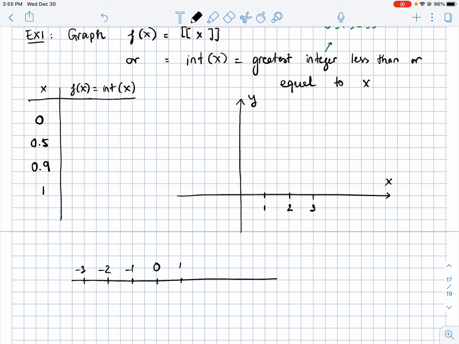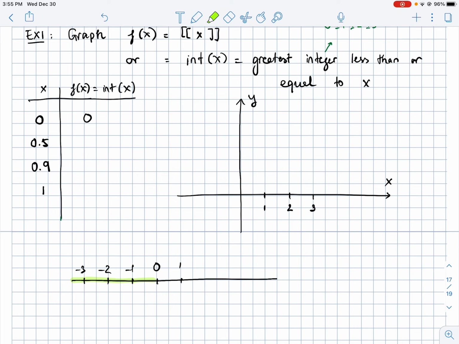So 0 is the integer. What are the integers that are less than or equal to 0? We are looking for the output, and the output is the greatest integer less than or equal to 0. So first of all, the integers less than 0 are -1, -2, -3, and equal to 0 includes the 0. They are the numbers that are less than or equal to 0. The greatest amongst them is 0. So the answer is 0.